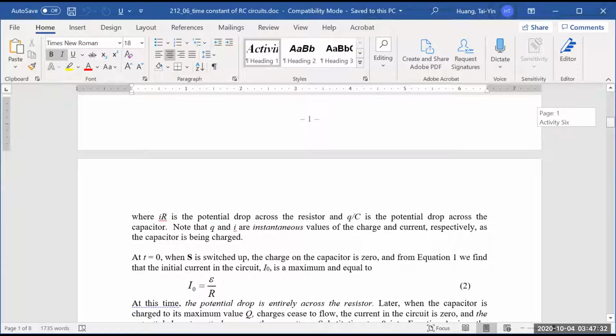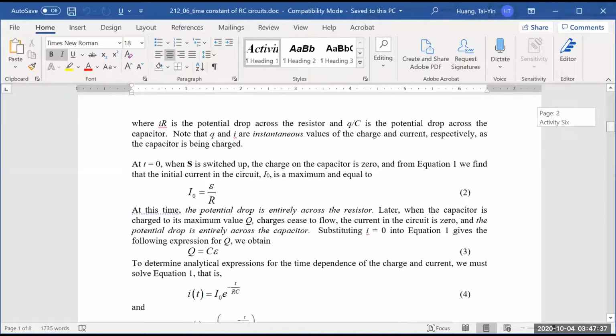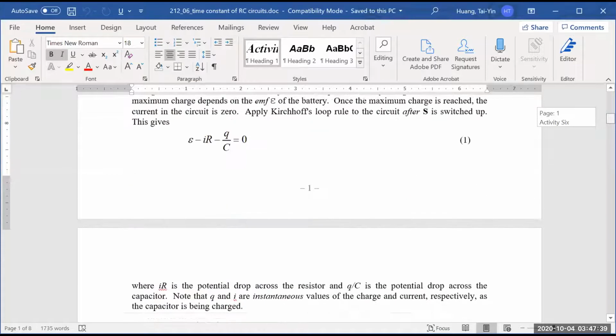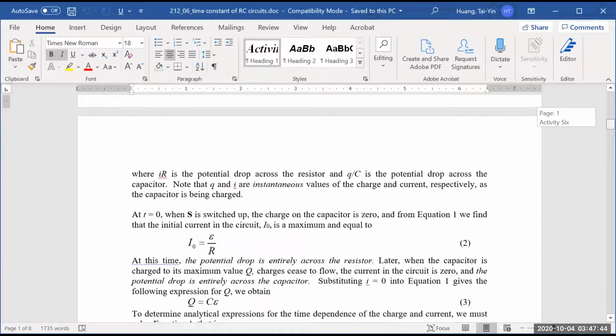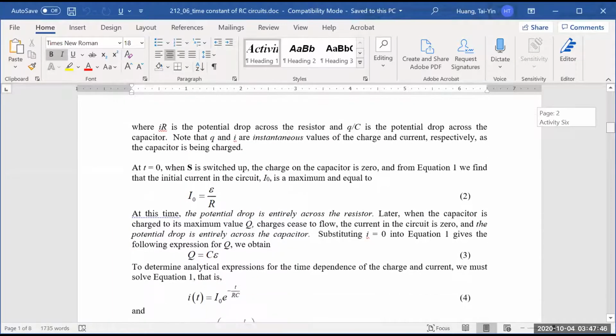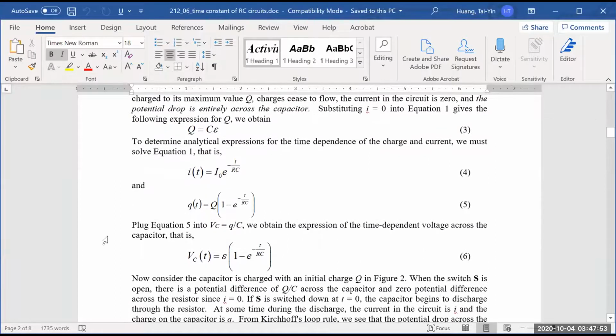And then realizing that your current and charge are related to each other, this equation becomes a differential equation. And then you can solve for the solution. And the solution, what we found, is that charge now is a function of time. It is not static. It is changing with time. So it has the expression of capital Q, which is the maximum charge that can be on the capacitor, times 1 minus e to the minus t over RC.